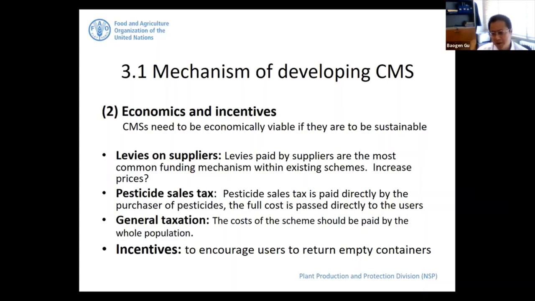But how is it financially sustainable? The government provides incentives, financial support to the leaders who collect the empty containers from farmers. And the government also provides financial support to the company that does the recycling, operating the whole scheme.